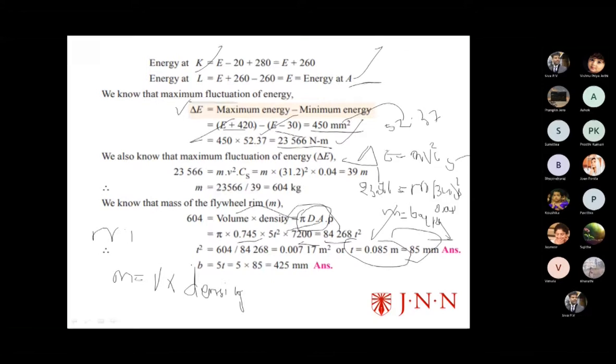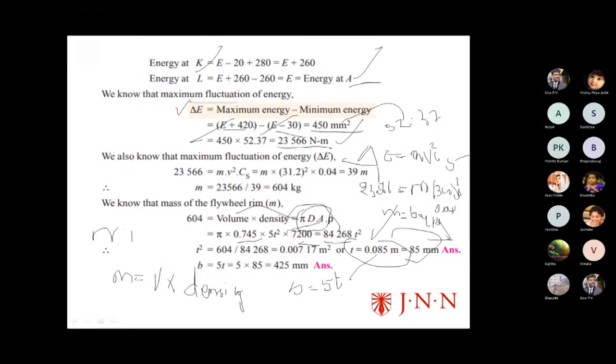Okay, so now we know b equal to 5t. Substitute t equal to 0.085, and finally b equal to 425 mm. It is not mandatory to convert into mm, because all the values we maintain in meters only. But you can show the value in both meters and mm. Right? So this is what we have.